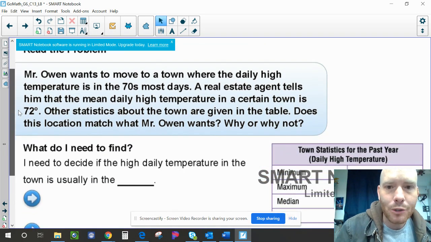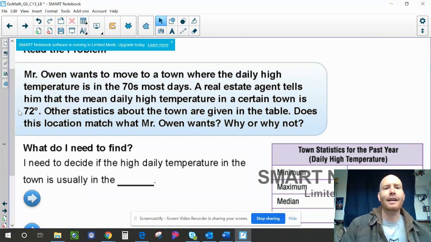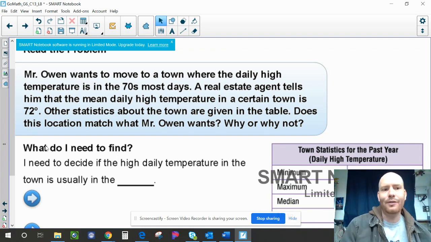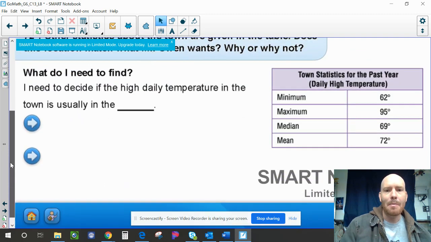All right, so here's our first problem. Mr. Owen wants to move to a town where the daily highs are in the 70s most days. Like Mr. Frank, he gets cold and he wants to stay somewhere that's nice and warm. So he calls a real estate agent and they tell him that the mean daily temperature in this town is 72 degrees. Other statistics about the town are given in the table. Does this location actually match what Mr. Owen wants? So we're like Mr. Owen here and we have to decide if this actually matches.